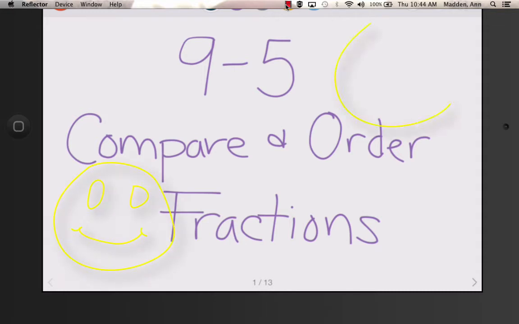Welcome to Lesson 9-5. Tonight we are going to compare and order fractions.